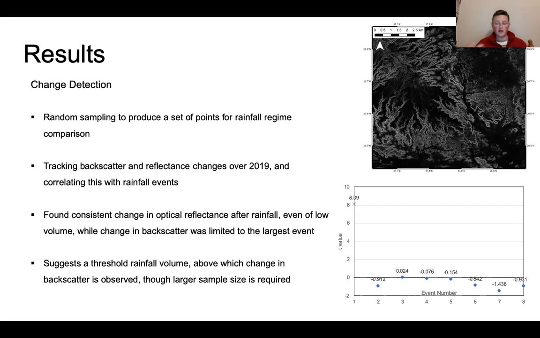So you only had the changes in the backscatter with the very intense rainfall events, while the optical data was much more ubiquitous. You saw changes even with the smaller rainfall events and sort of light showers. And essentially that suggests, therefore, that there's kind of a threshold rainfall volume above which you would detect change in backscatter.